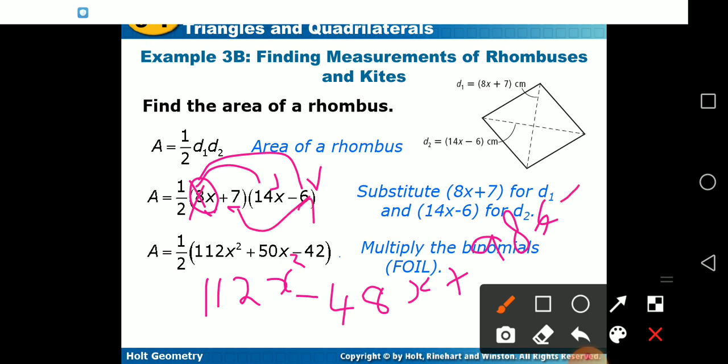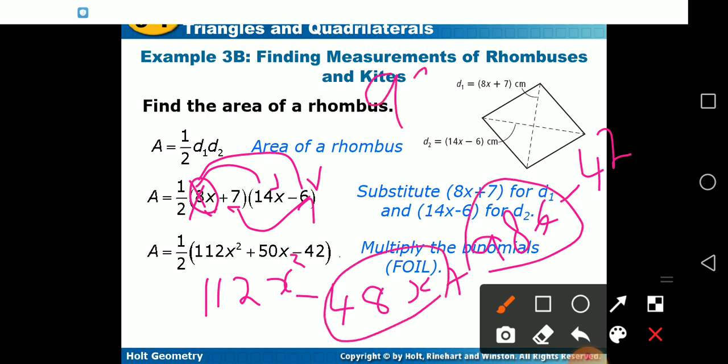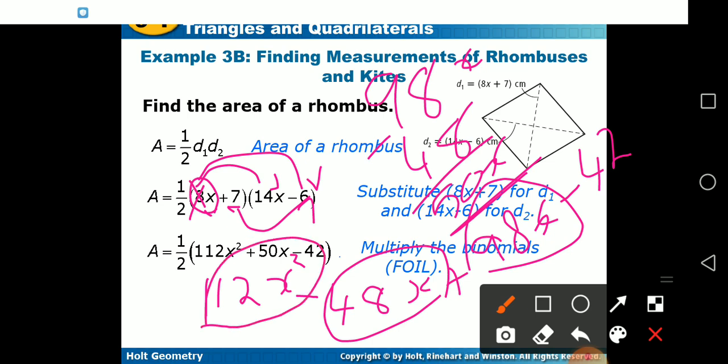7 times 6 equals, okay, 6 times 7, 7 times 6, 42. Then we have here 98x and here 48x. So 98x minus 48x gives me 50x. This step is not written, so I wrote it here for you again. So we got 112x power 2 plus 50x, then minus 42.